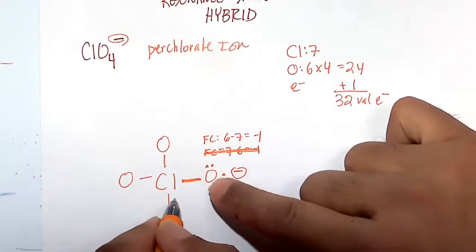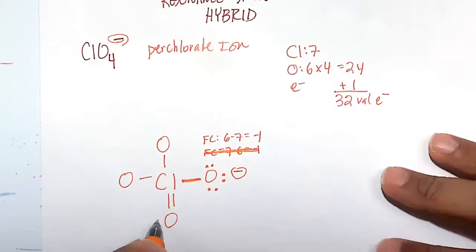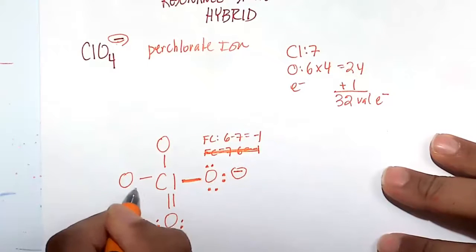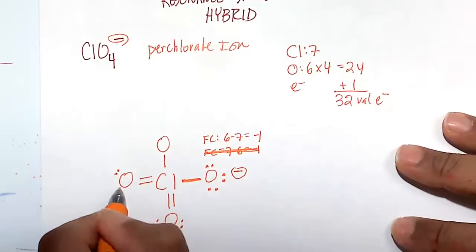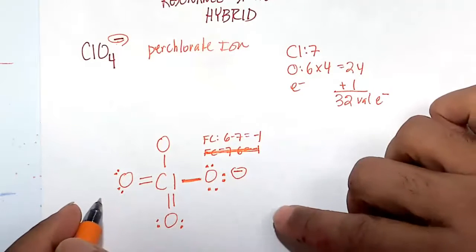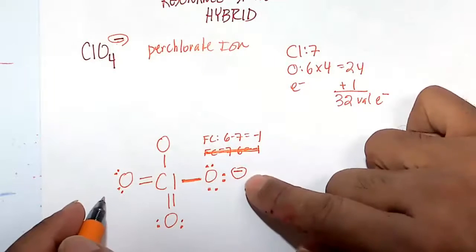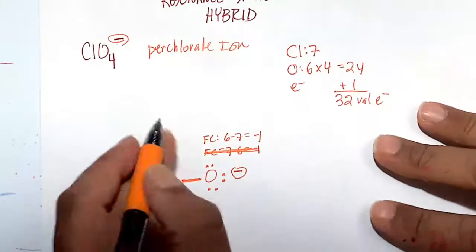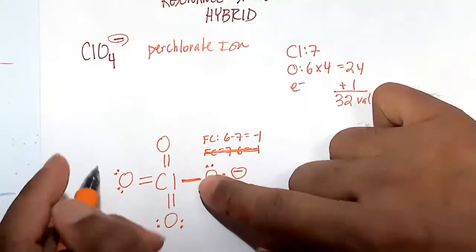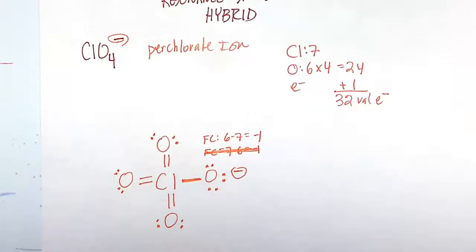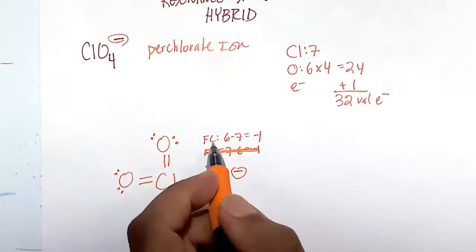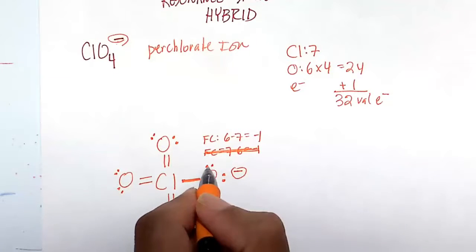So we'll put a double bond here, and instead of 3 lone pairs, we'll have 2 lone pairs. We'll put a double bond here, so instead of 3 lone pairs, we'll have 2 lone pairs. And ClO4 minus, here's our minus. So instead of a single bond here, we'll have a double bond, and we'll have 2 lone pairs on the oxygen atom. Okay, so once again, let me tell you that formal charge calculation again.